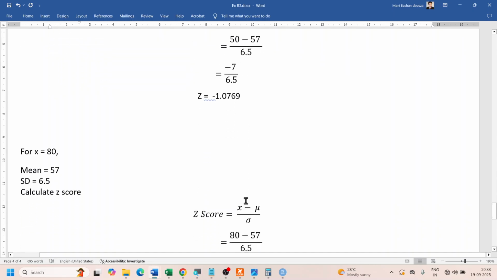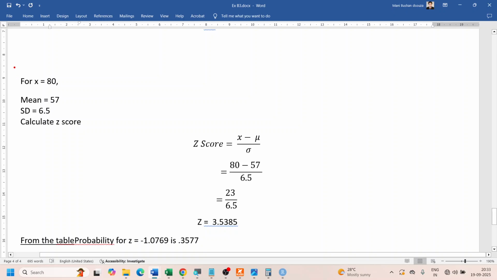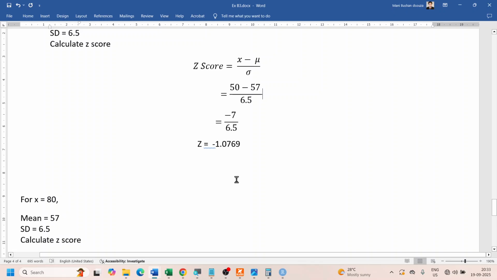Let us do it for 80 now. The next value is 80, and we take 80 minus the mean divided by the standard deviation. Again, the mean remains the same, 57, and the standard deviation is 6.5. You get 80 minus 57, which is 23, divided by 6.5. You are going to get something like 3.5385.